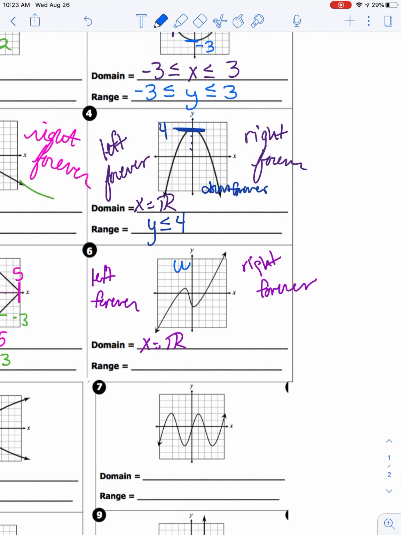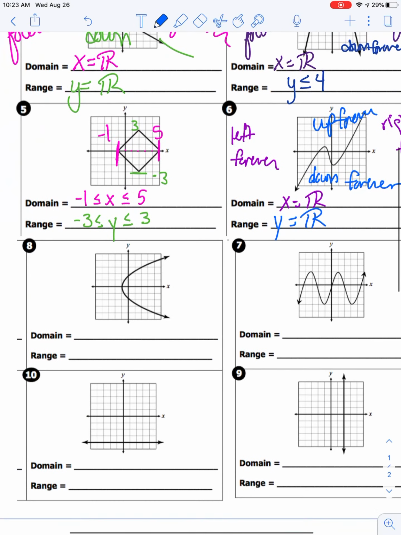And now let's talk about how it is pointing up and down. Well, I hope you can see that it's pointing up forever. My handwriting's getting worse and worse, isn't it? It is pointing down forever. Since it's pointing up and down forever, I'm going to say that y is equal to all real numbers as well. There's no limit on it because it's pointing up and down.